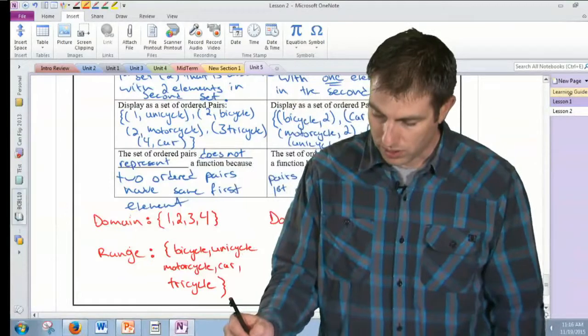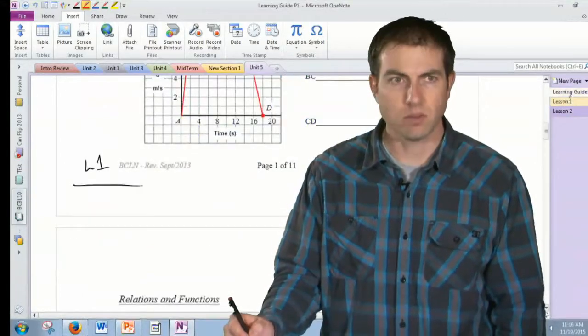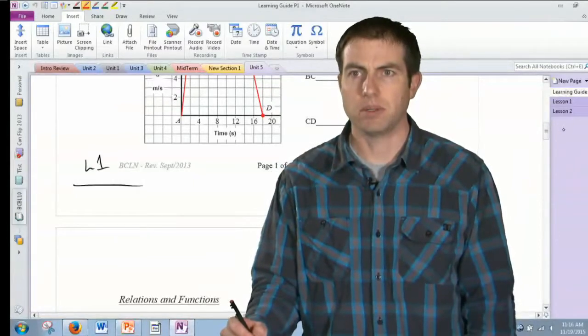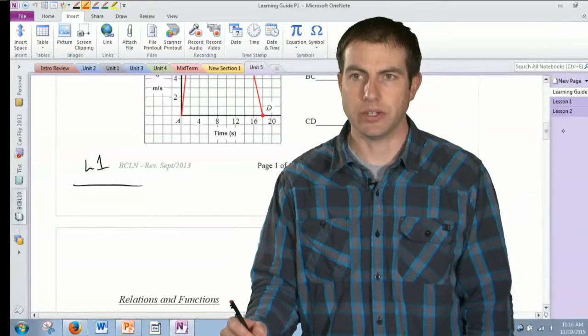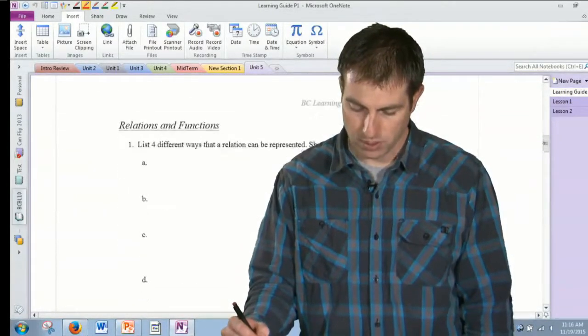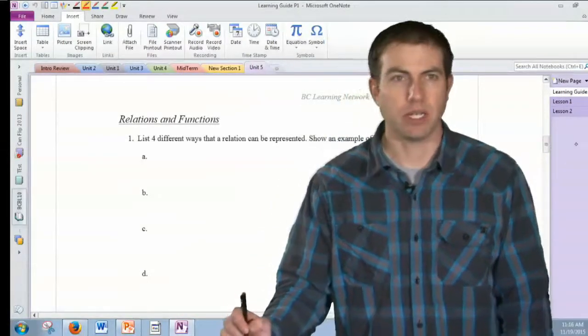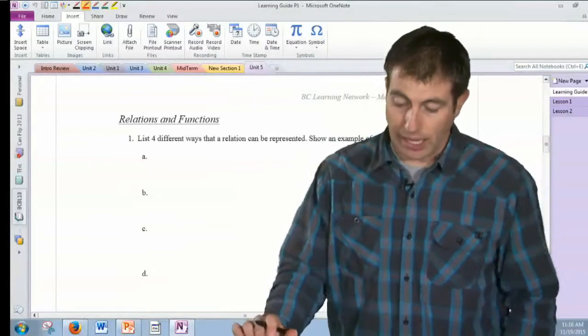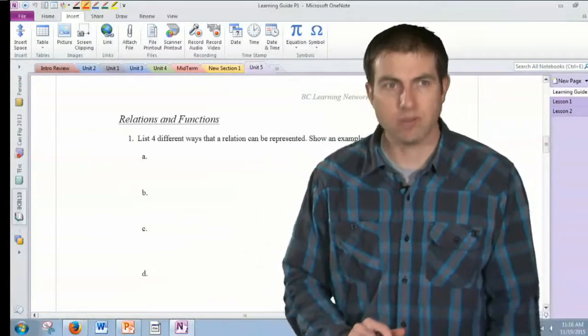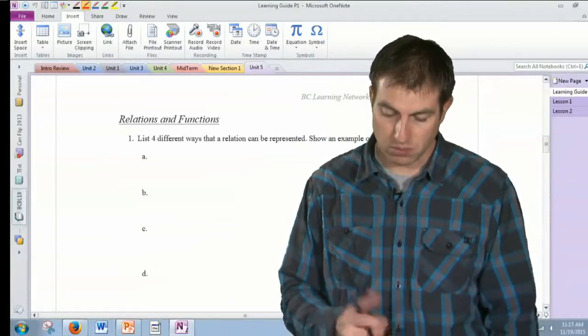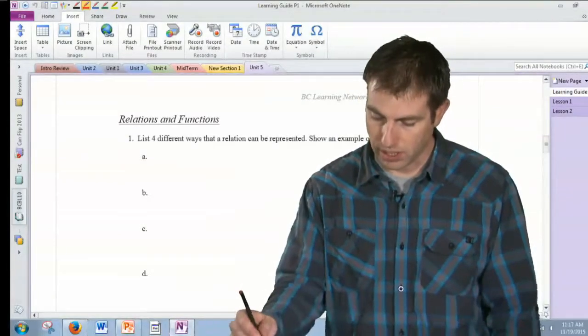I want to take a quick look at the learning guide. A few of you had some questions on it. I saw one that just came up: what's the difference between a linear and nonlinear graph? And there was one at the very beginning of class. On the learning guide, page 2, relations and functions, there are different ways to represent relations. We talked about 4 different ones, so you can just put them in there and give an example.